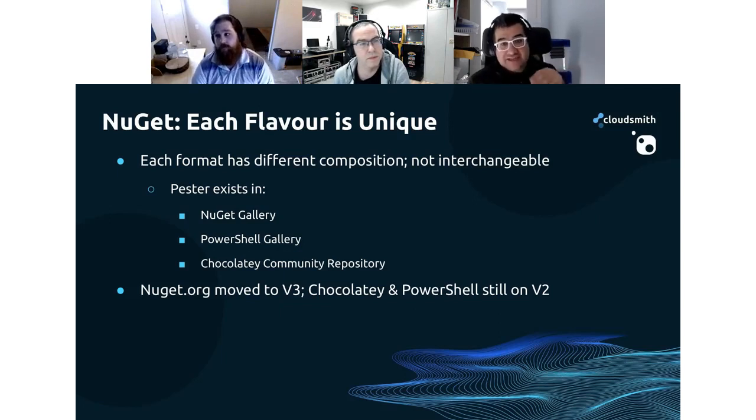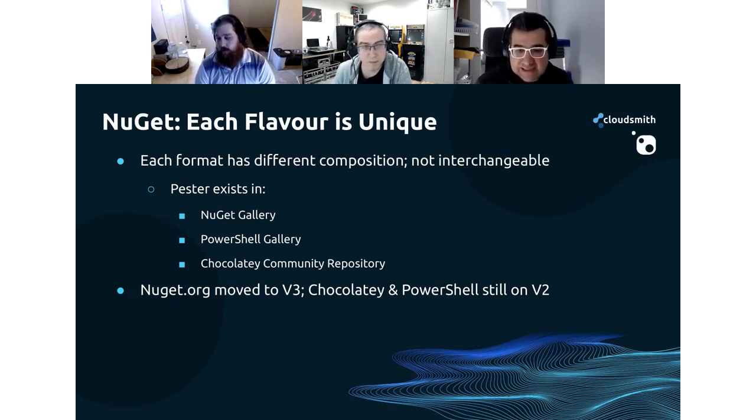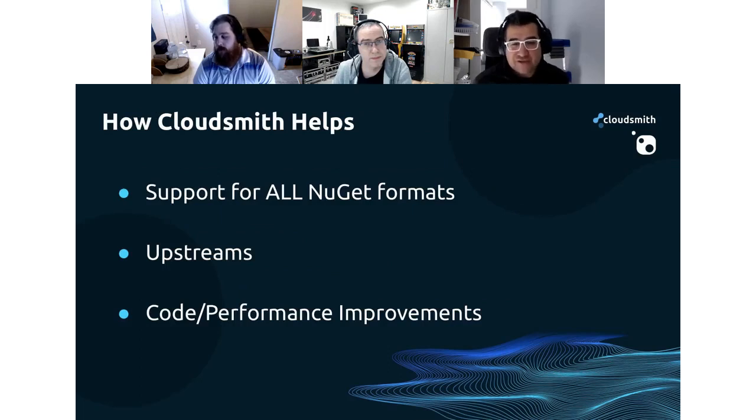And so also to add to this, as we mentioned before, NuGet.org, citing performance concerns and scalability, of course, moved to v3, right? Which is a re-architecting of the format. And so very much Chocolatey and PowerShell is still on NuGet v2. And they don't necessarily play nice together. So it's not interoperable in that way. So now along those lines, let's talk a little bit about how Cloudsmith makes this simple for you.